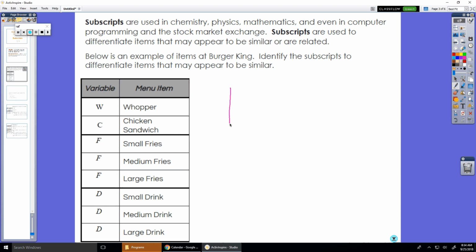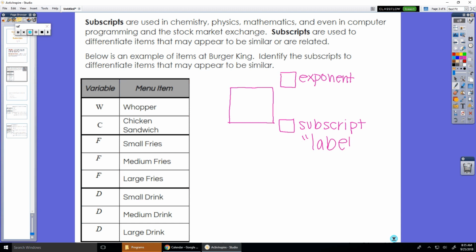So this is your variable here, which is your big letter. This here is what we know as an exponent. And here is a subscript. Okay, we don't actually do any math with a subscript. It's literally just a label. Okay, and subscripts can be letters and they can also be numbers.